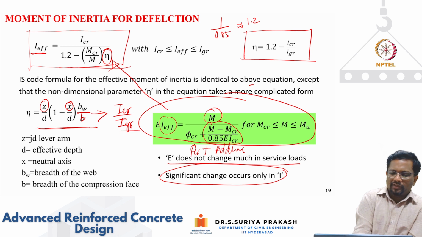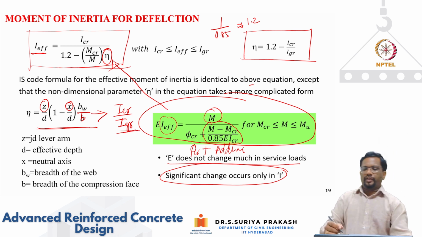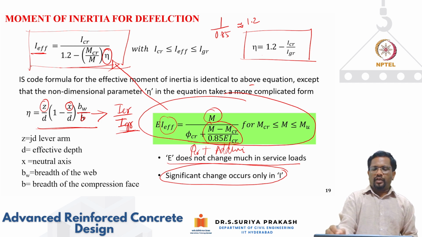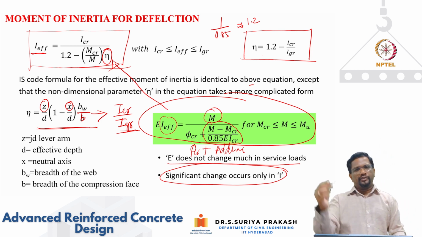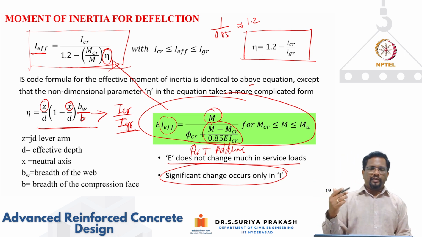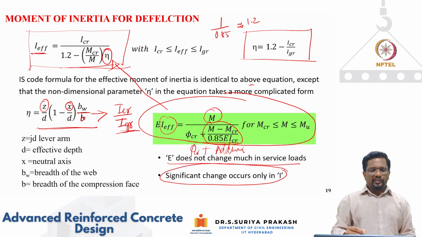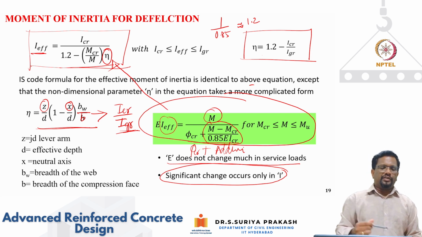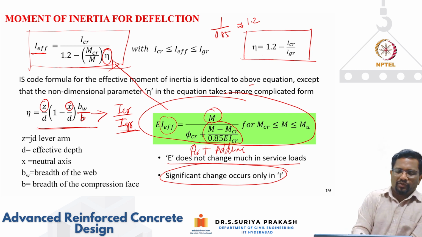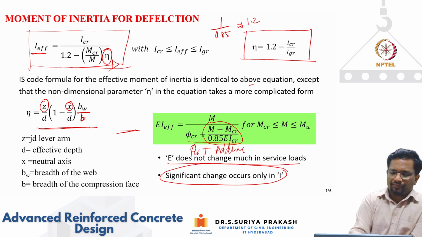Okay, that's what it is. This is the actual form, and this has been converted into this, because we know that the ratio between I cracked and I gross can be expressed in terms of lever arm and neutral axis depth, and this is the equation that we have come up with for eta. So if you are using the IS code method of calculation, we can put eta like this.